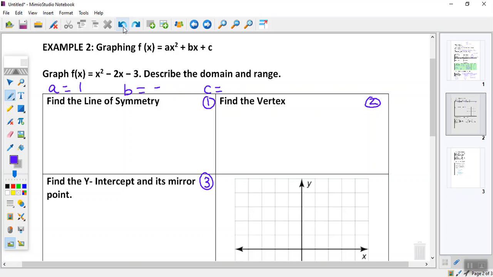What did we say this was? -2? Yeah. And then what here? -3. All right. That's the first thing I'm telling you to do. Line of symmetry. Find my line of symmetry. What's that formula for line of symmetry again? X equals opposite of B over 2A. So we're going to have x equals, what is the opposite of b, kids? 2 over 2 times what? 1. That becomes 2 over 2, doesn't it?